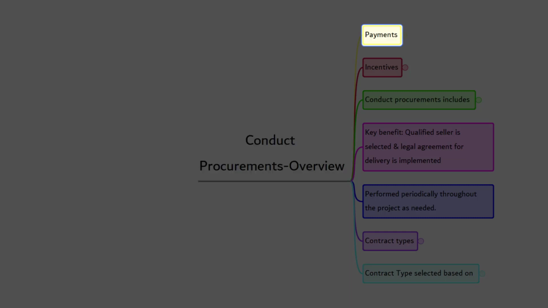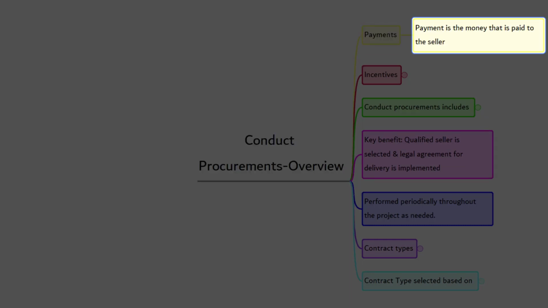First, payments. Payment is the money that's paid to the seller. It may get paid as the work progresses, or according to the payment schedule, or upon completion of certain phases, or upon completion of the project. The project manager must know when payments are to be made. It's the project manager's responsibility to ensure that the fund is available to make the payment as per the plan.